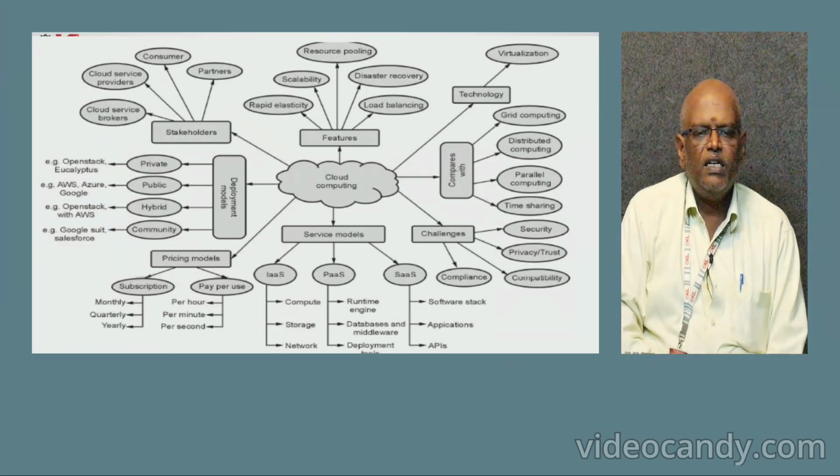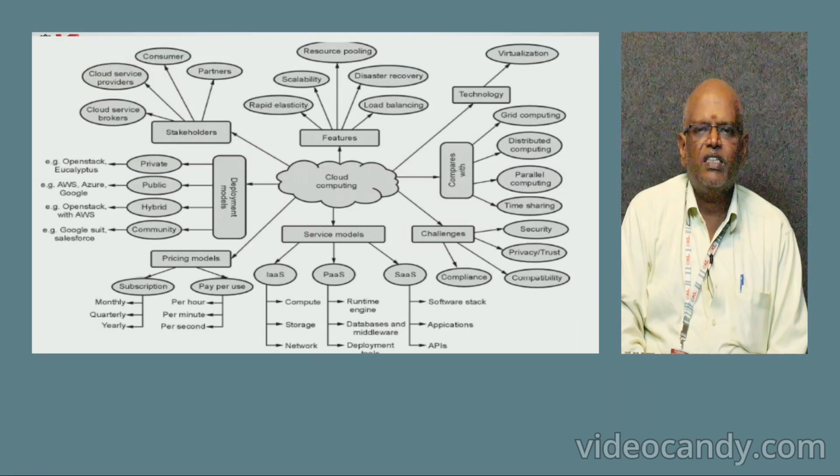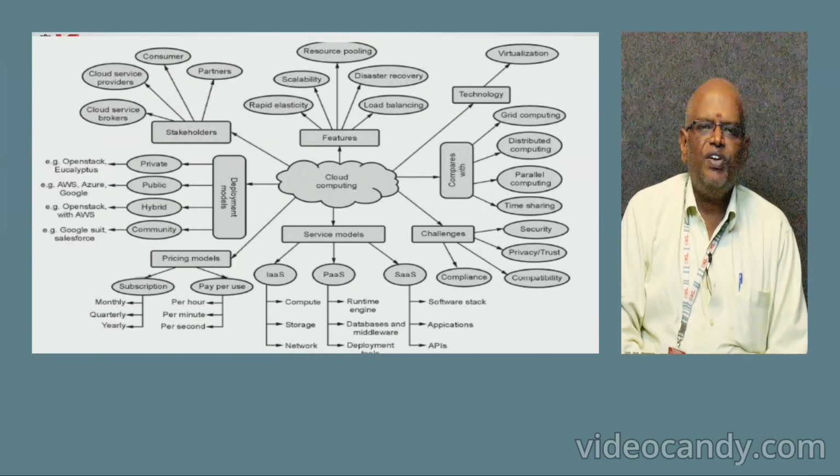Apart from that, we can have some features from cloud computing: rapid velocity, scalability, resource pooling, disaster recovery and load balancing. We already discussed rapid velocity and scalability. When you look at resource pooling, whenever we need particular resources related to memory, that is storage, related to a processor, or related to network, we can instantly avail the resources from the data centers.